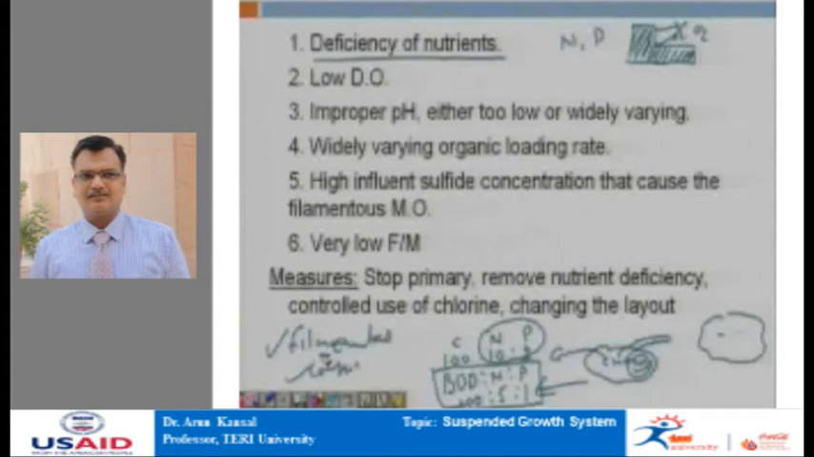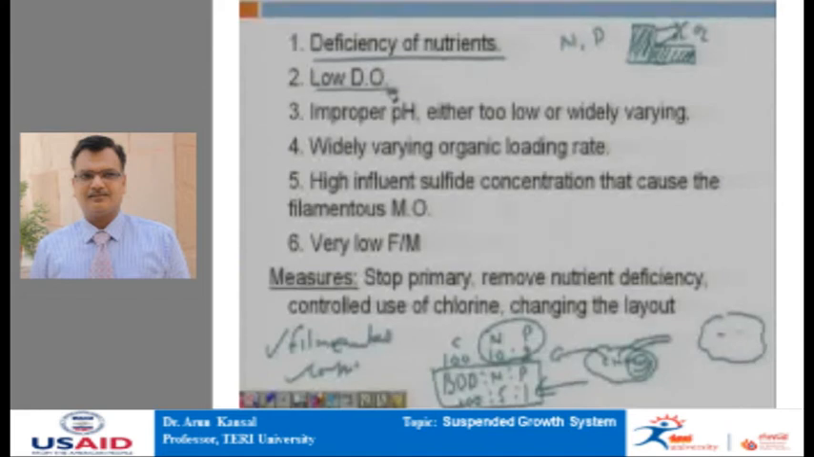So, one of the reasons why sludge bulking happens is that sometimes we may have a deficiency of nutrients like nitrogen and phosphorus. Similarly, suppose there is a prolonged electricity cutoff and the aerators are not working properly, then we may have very low dissolved oxygen in the aeration tank. Low dissolved oxygen again results in competition between filamentous and compact organisms, and the filamentous organisms will have preferential growth over the compact organisms.